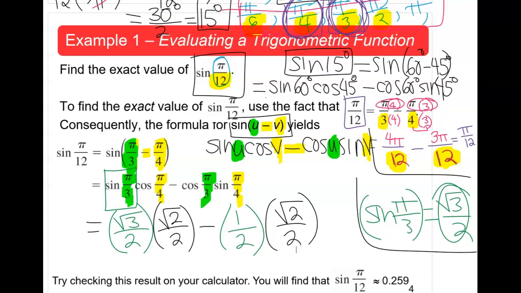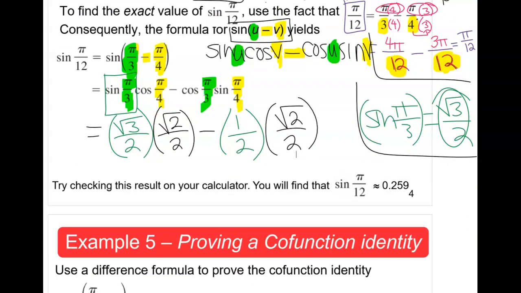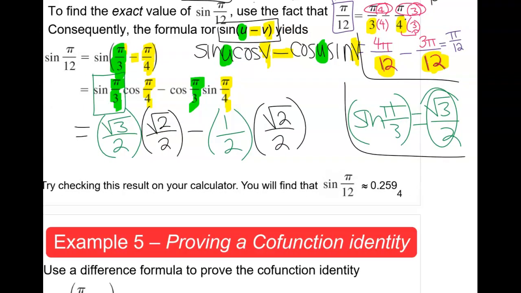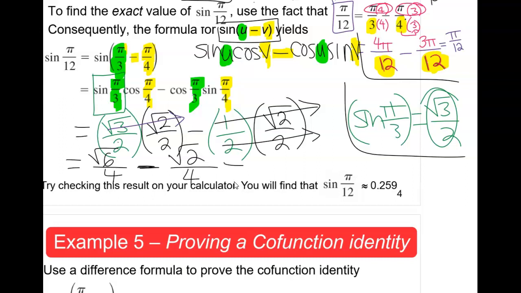And now what we do is we multiply. We're going to multiply straight across, so numerator with numerator. Square root of 3 times the square root of 2 is going to be the square root of 6. And then 2 times 2 is equal to 4. Then minus, and then we multiply straight across. 1 times square root of 2 is just the square root of 2. And then 2 times 2 is equal to 4. Because the two fractions have the same denominator, we could also write them under one fraction.